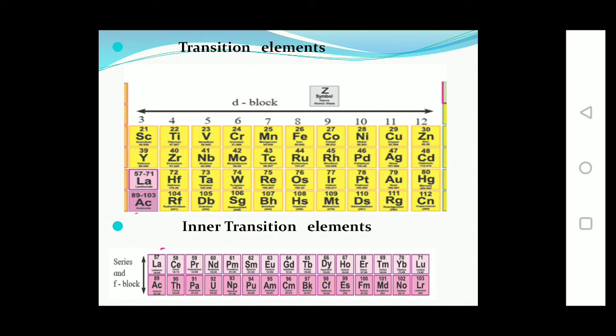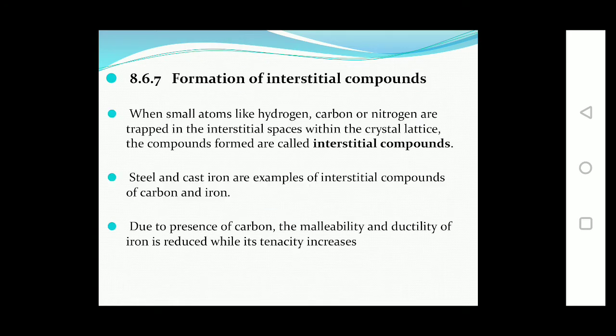In this session, we are going to learn about interstitial compounds and their properties, alloys and their applications, and the physical and chemical properties of d-block elements. We are going to learn this much about transition elements. That means we are going to conclude transition elements in this session. So let us start with the formation of interstitial compounds.